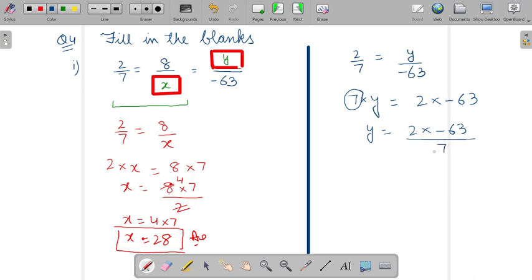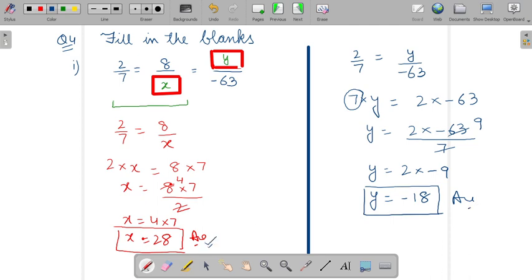Now cancel it. It goes with 9 and then y equal 2 multiply minus 9. Be careful about the negative sign also. So it would be minus 18. So x you are getting it as 28 and y you are getting it as minus 18. And this type of question is very important.